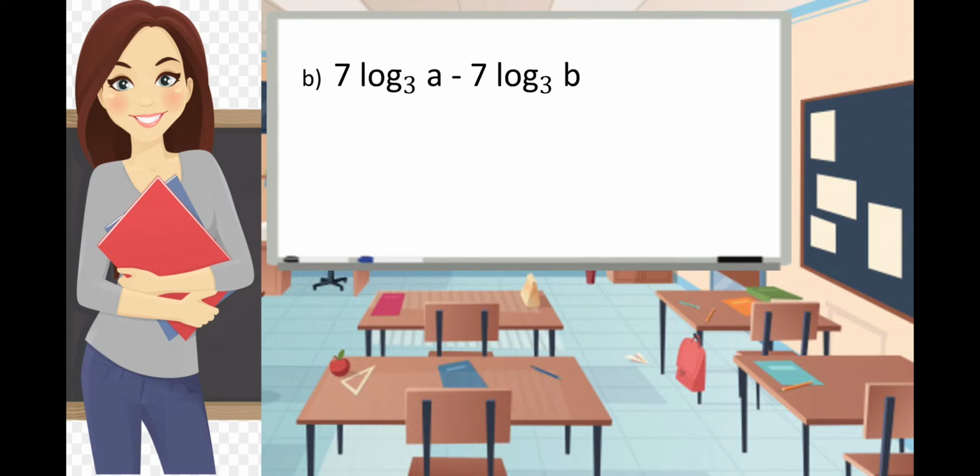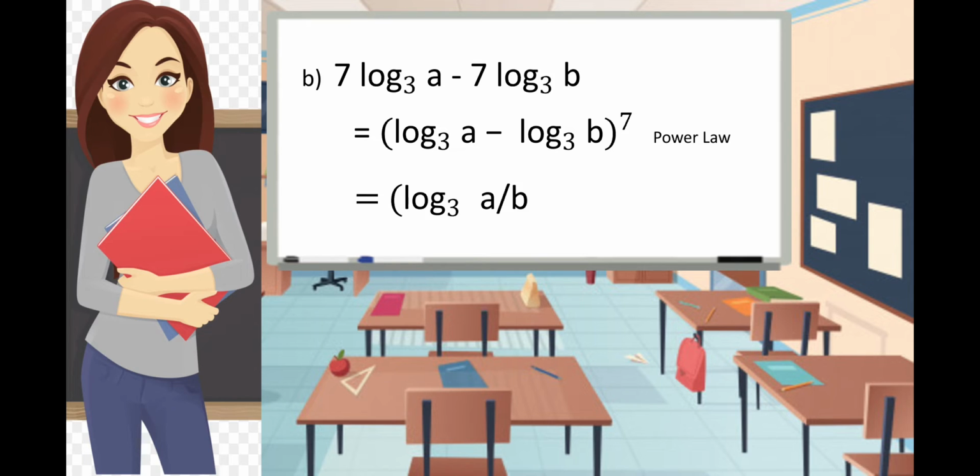Next, we have 7 log of a to the base of 3 minus 7 log of b to the base of 3. Since we have 7, that means this is an exponent: log of a to the base of 3 minus log of b to the base of 3, raised to 7, using the power law. Since this is the difference of two logarithms, that means this is the quotient. Using the quotient law, that is log of a over b to the base of 3, all raised to 7.